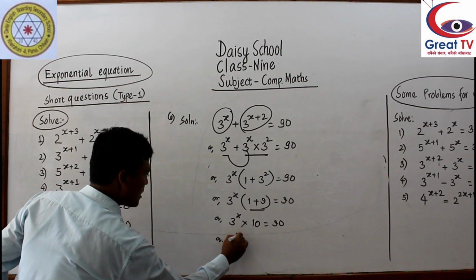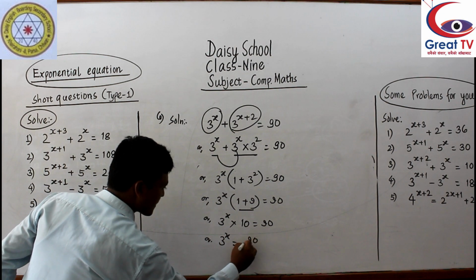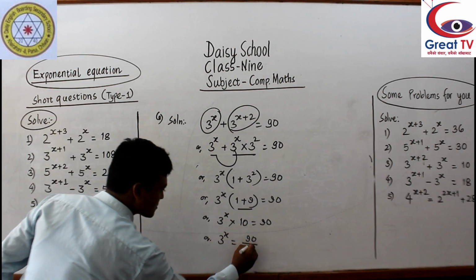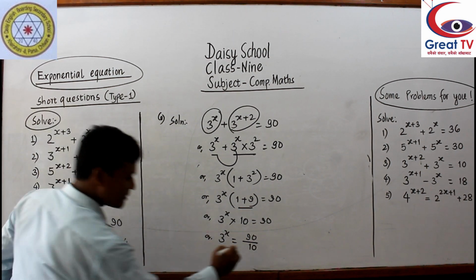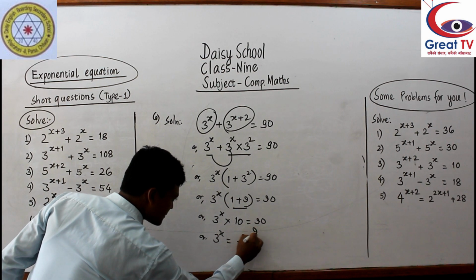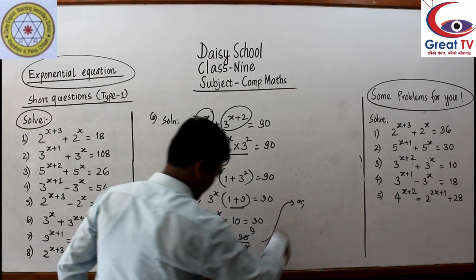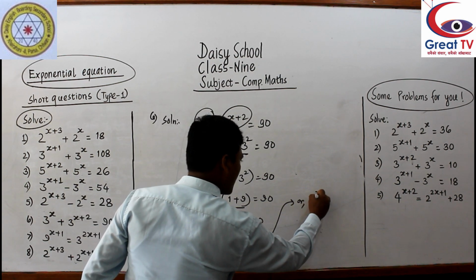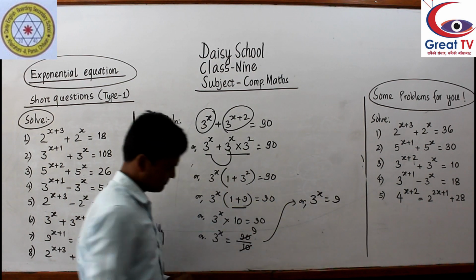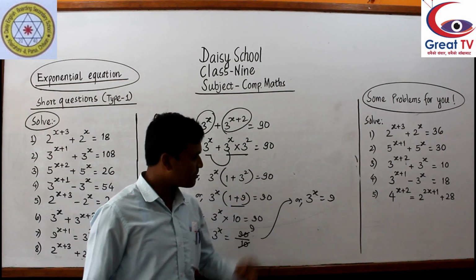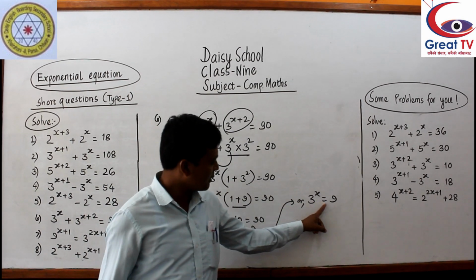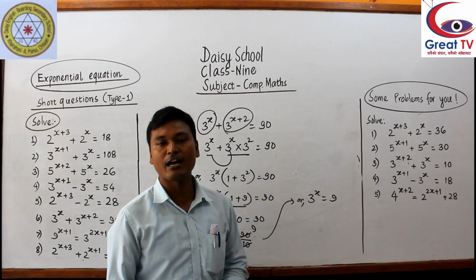Then 3 to the power x equals to 90 divided by 10, and 10 nines are 90, possible. After some steps, 3 to the power x is equal to 9. Then in this step, check the bases. On the left side we have base 3, on the right side we have base 9.